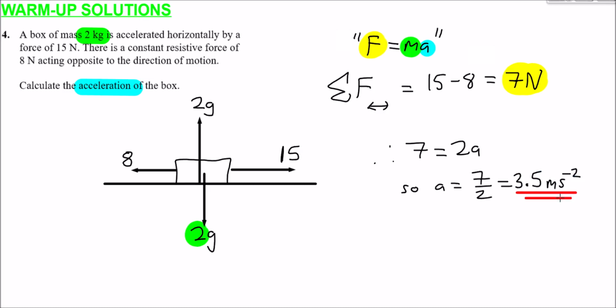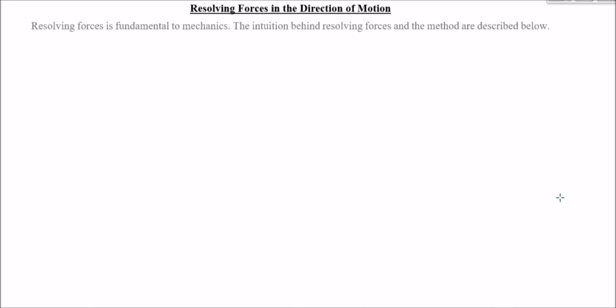Let's now have an explore about what this subchapter holds and the chapter in general. So let's start the main bit of the lesson. So, resolving forces in the direction of motion. Resolving forces is fundamental to mechanics. There's no getting away from it. You need to know how to do it to do well. The intuition behind resolving forces and the method are going to be described now.